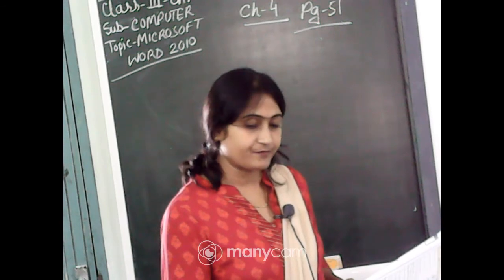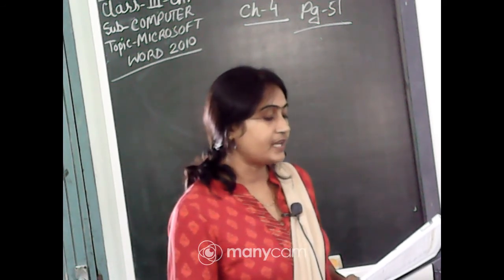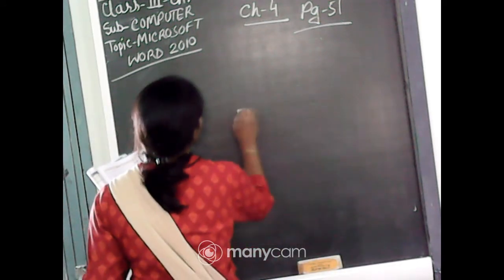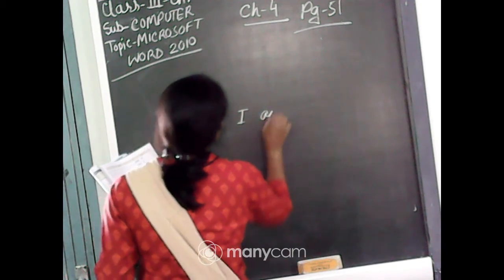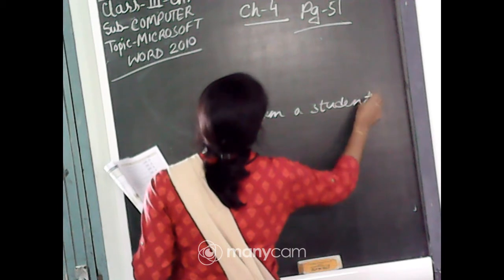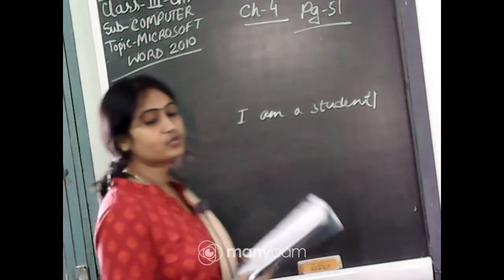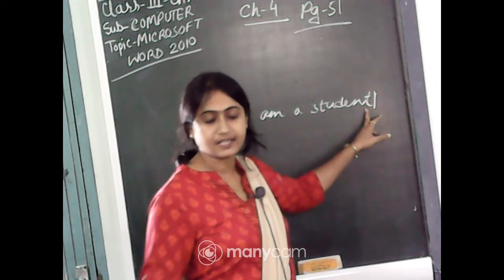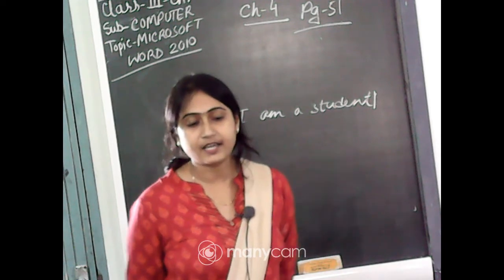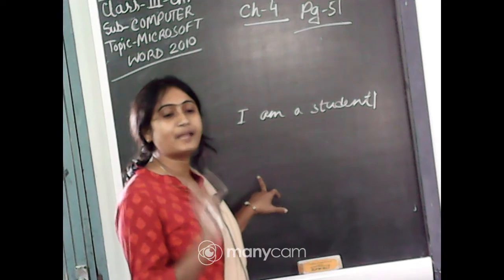Open page number 51 and see the table. How to select one character to the left of the cursor. Suppose this is your cursor: I am a student. Your cursor is here. If you want to select the left character from the cursor, you have to press the shift key and the left arrow.